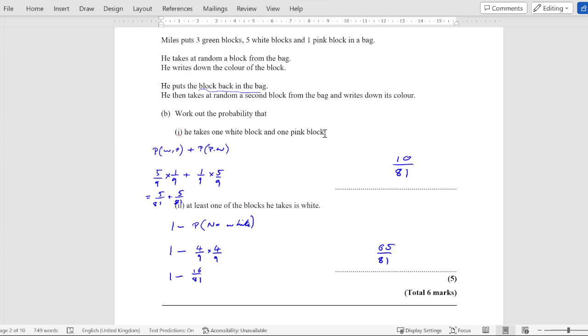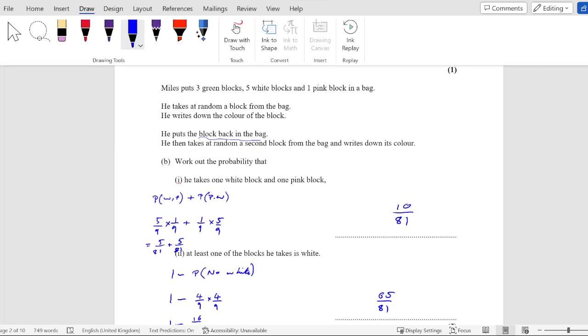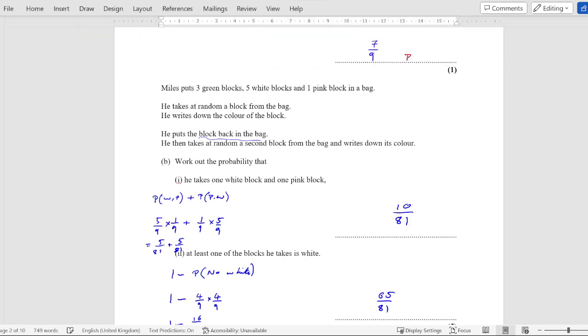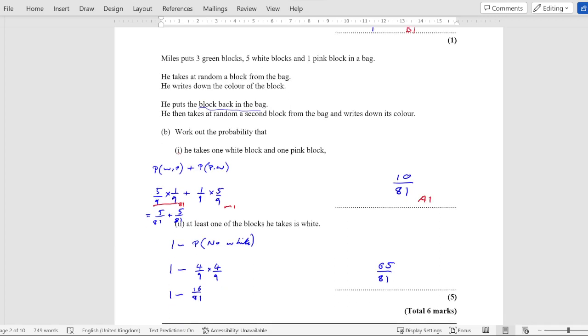Right, so marks for this then. The first one is just a B1 mark, correct answer only. For the second one, it is a B1 for the correct probability shown, an M1 for the correct method of adding them together, and then an A1 for the 10 out of 81. There was no mark scheme for this, so I had to make it up. I knew it was worth 2 marks though, so I awarded an M1 for an attempt, a correct method, and then an A1 for the correct answer.